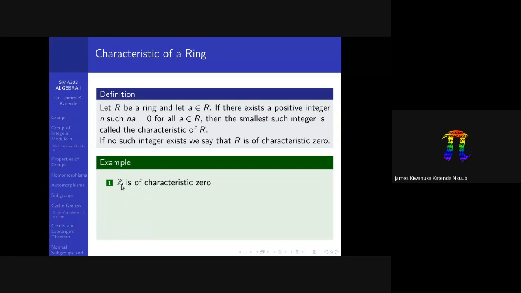So we say the ring of integers is of characteristic 0, because you'll never find an integer such that all the elements of a ring added to themselves that number of times will give you 0. So the ring of integers is of characteristic 0.